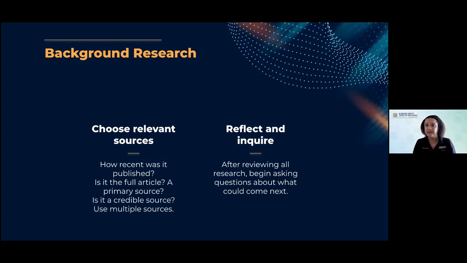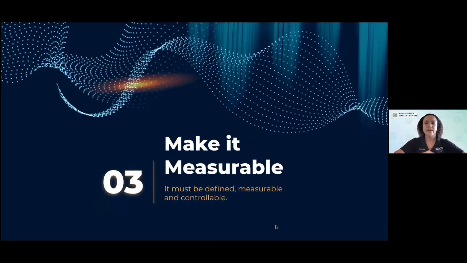How would you make it different? What variable would you change to get a new and different outcome? What do you want to improve on what you read? And then we need to make it measurable. It needs to be defined, measurable, and controllable.